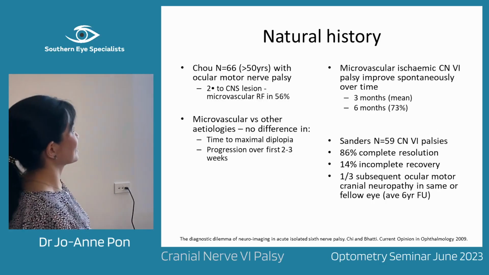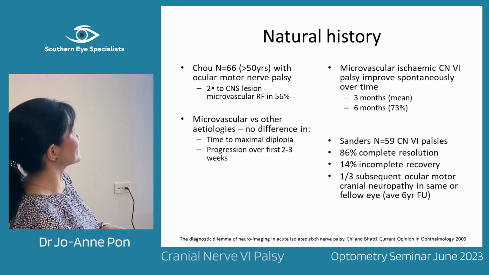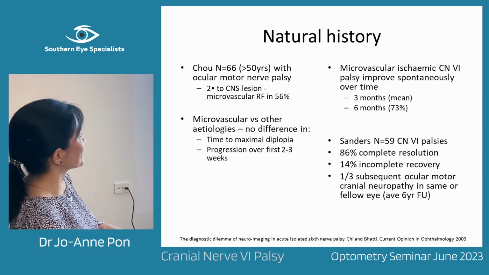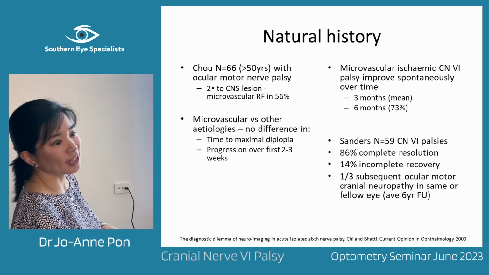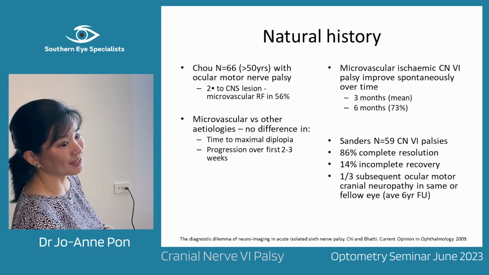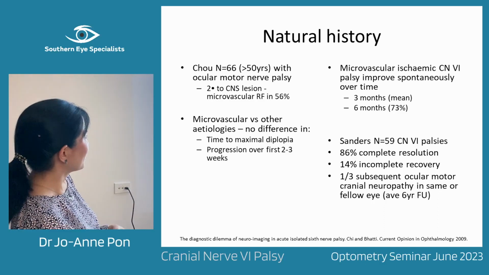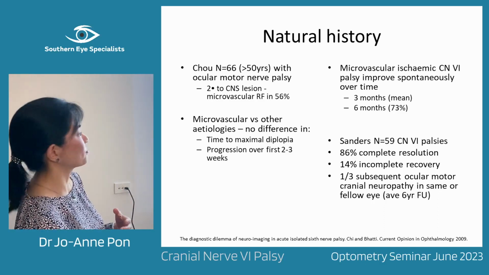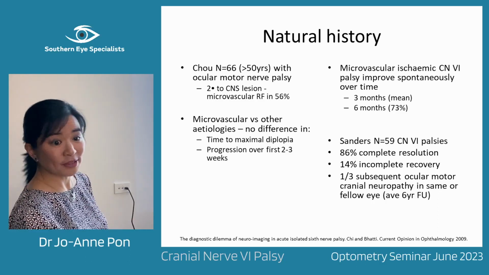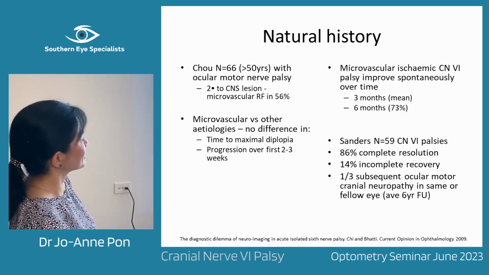And the difficulty is that, so one study done by Chow with 66 patients with oculomotor nerve palsies, that in those that had a worrying CNS lesion, 56% of them had cardiovascular risk factors. So it's not really protective knowing that they do have it. And microvascular palsies can also progress, as you would expect a compressive lesion to cause progression in your sixth nerve palsy.